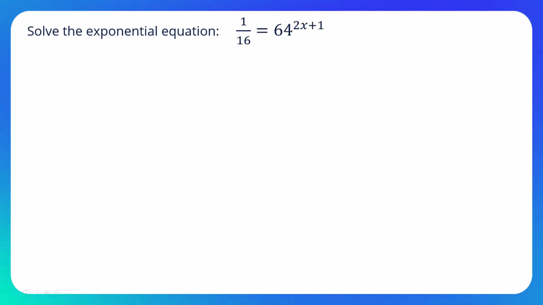The next question, we're asked to solve the exponential equation 1 over 16 equals 64 to the 2x plus 1. All right, let me get my pen. We're going to break down 16 into, let's see, 16 is a perfect square, so I'm going to write it as 4 squared.